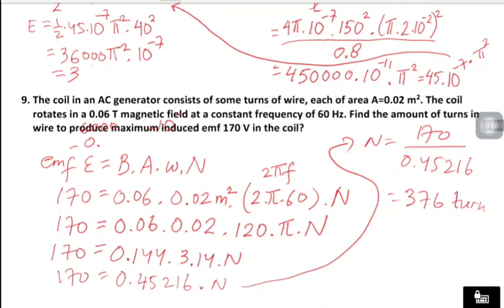Okay, this is the solved problem about electromagnetic induction. Wish you understand more in this problem and get a high score in the examination.